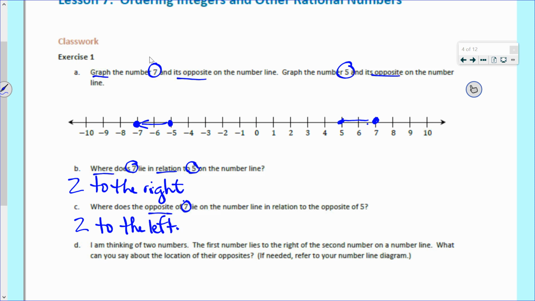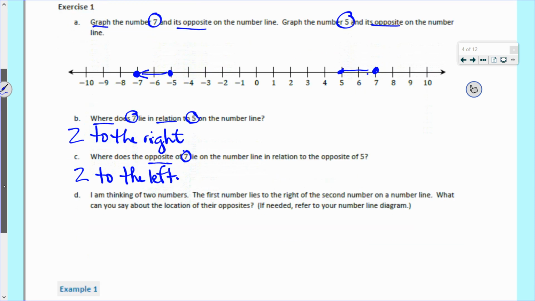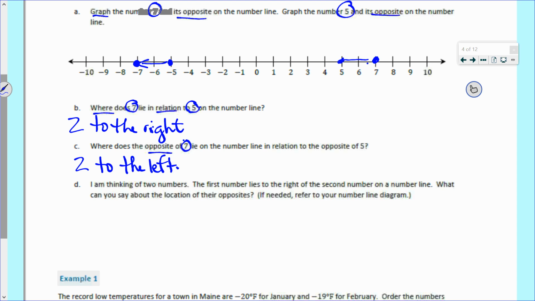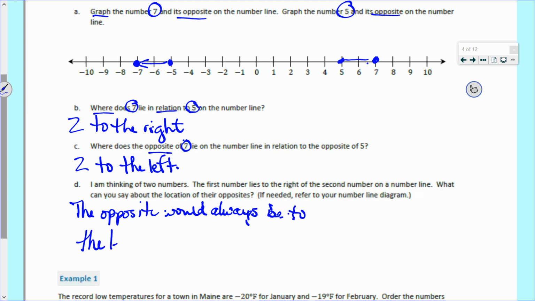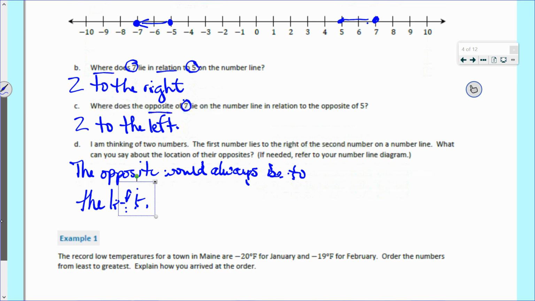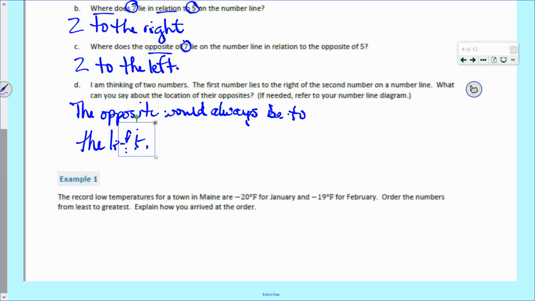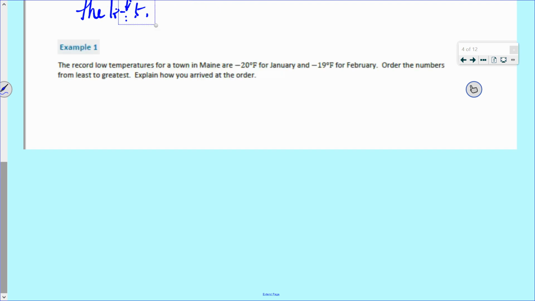So if I were to think of any two numbers, and I said that the first number lies to the right of the second number, what could I say about the opposite? It would be to the left. The opposite would always be to the left. Does that make sense, guys? So using that number sense, let's start talking about how we order these.